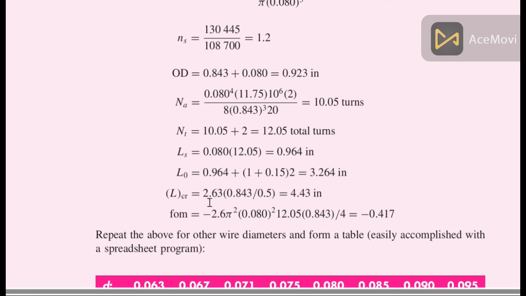Now we will find the L critical, that is formula 2.63 into Ld minus alpha d by alpha. So putting the values, this alpha is not the previous alpha, this is actually from the table. So alpha is 0.5 and the value comes to be 4.43.